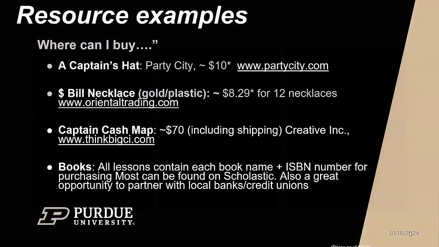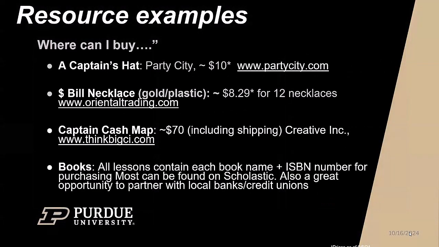And then we also have a sheet that will have the resource examples. As I mentioned, like the captain's hat, you can get at Party City, the dollar bill necklace at Oriental Trading. The map, I told you it's expensive, but you get the file, so you could bring it somewhere else to get it printed if you wished. And then all the books have ISBN numbers to make it easy to order. Most of them you can get either on Scholastic or Amazon, and they cost between $10 and $12 a piece.